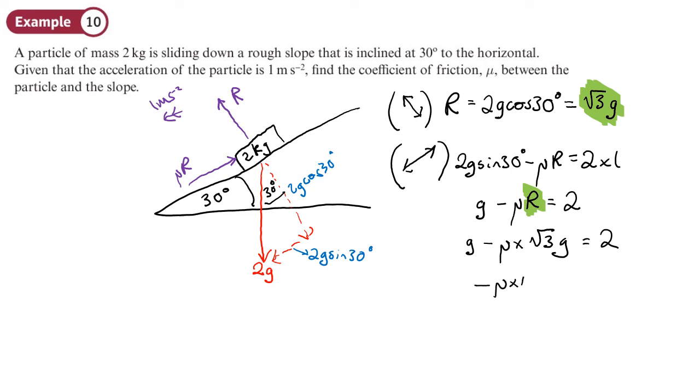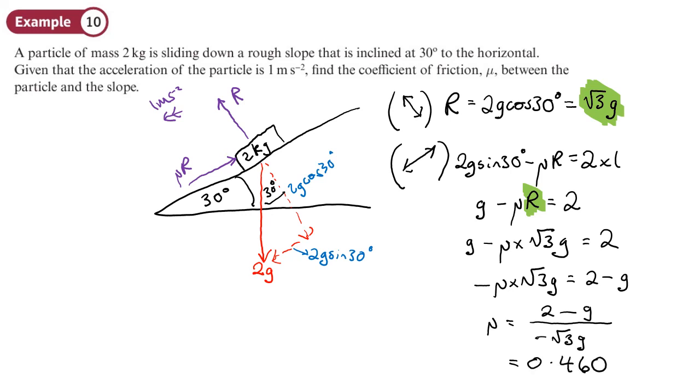So negative mu times root 3 g equals 2 minus g. So mu is going to equal (2 minus g) divided by negative root 3 times by g. See what we get. So now I'll put in the exact value for g. So 2 minus 9.8 divided by negative root 3 times by 9.8, and I get 0.45952. So let's call that 0.460 for three significant figures. So 0.460 for our value of mu. Okay, doesn't have any units. Right, now do exercise 5C on pages 103 to 104.